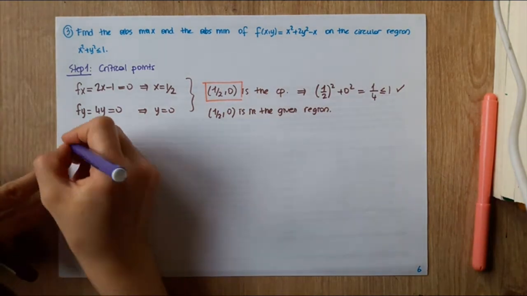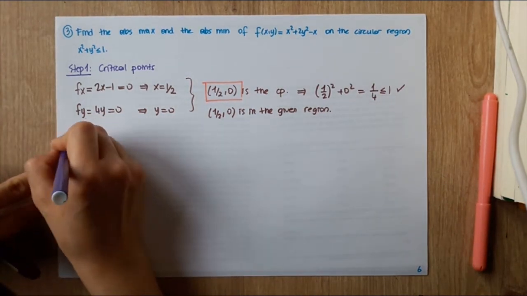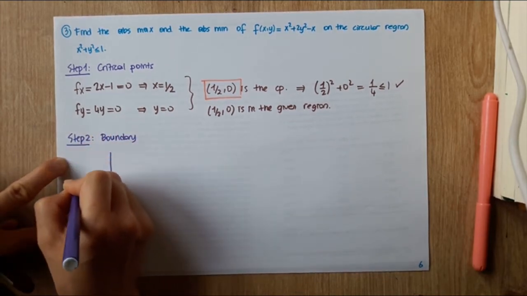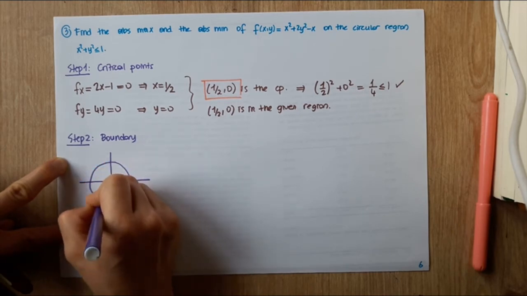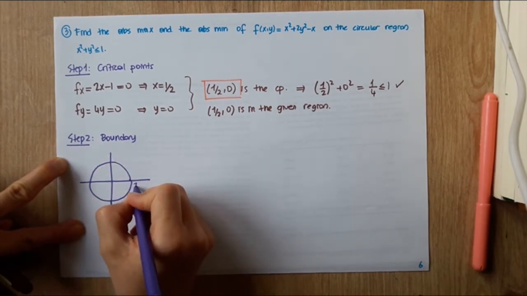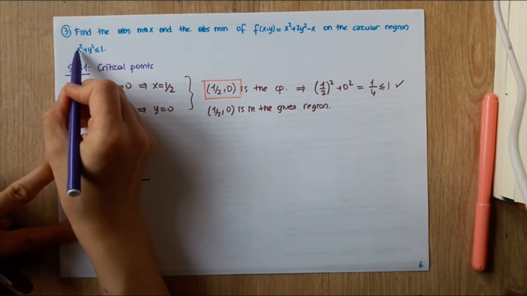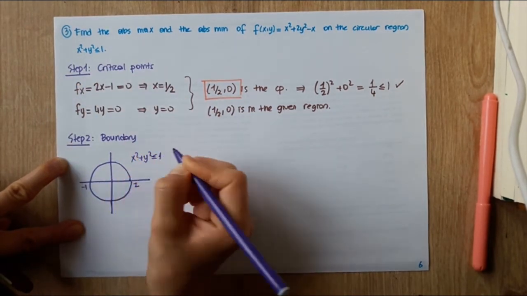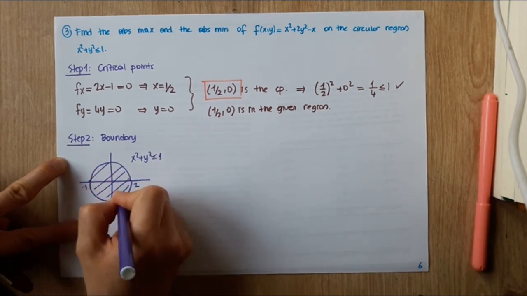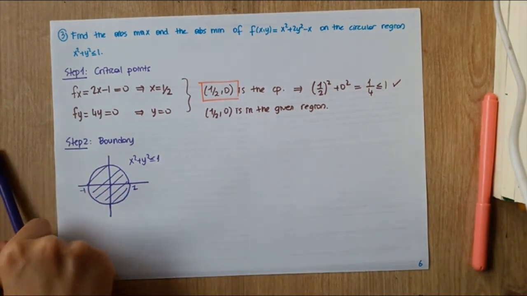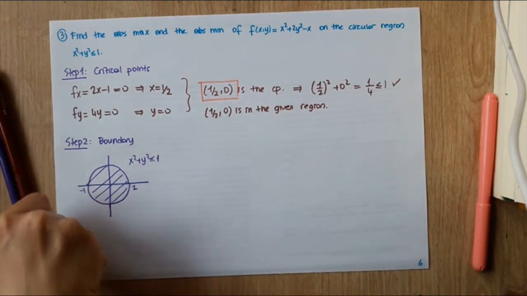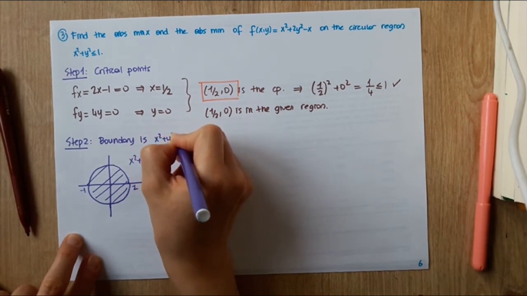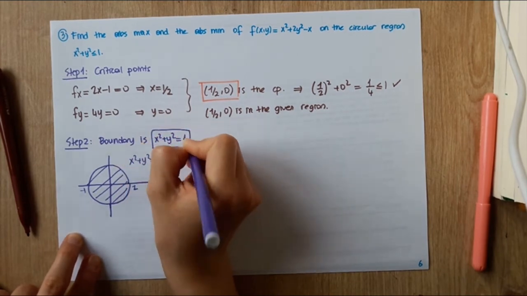Okay, so step 2, boundaries. But here we have only one boundary. Why? Because we have just a circular region. Here I have 1, here I have 1, because x squared plus y squared less than or equal to 1 is that region. So the boundary is only x squared plus y squared equals 1. Okay, so this is our boundary.